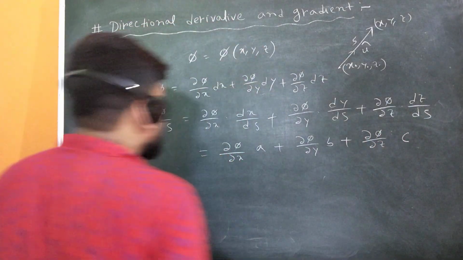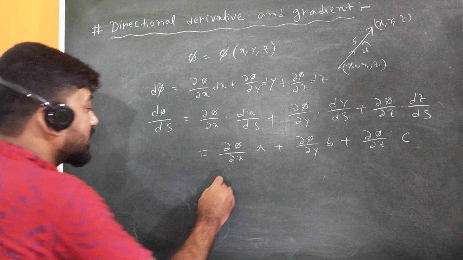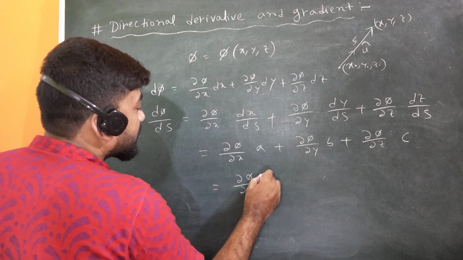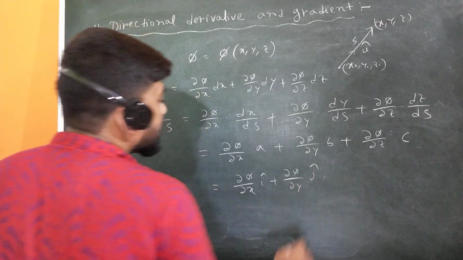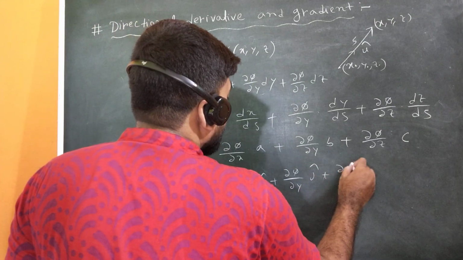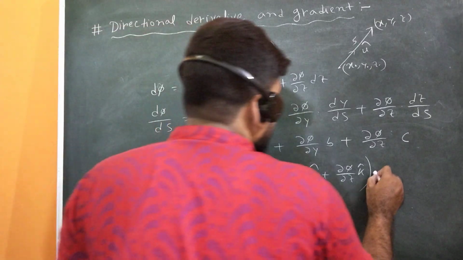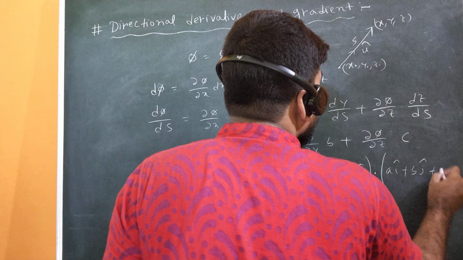And you can see this is just a dot product of two vectors. Let me take del phi upon del x i cap plus del phi upon del y j cap plus del phi upon del z k cap, dot a i cap plus b j cap plus c k cap.